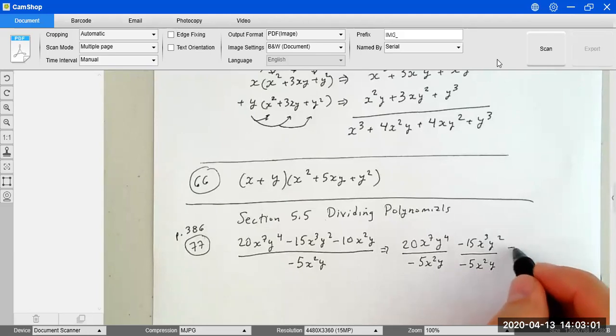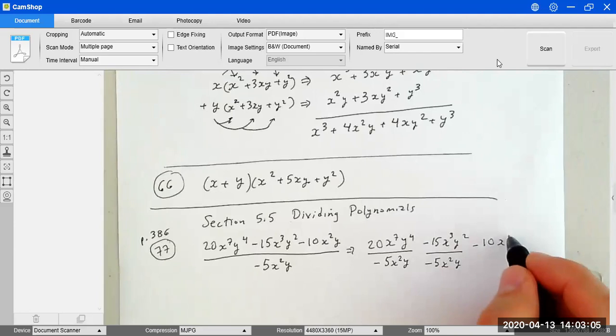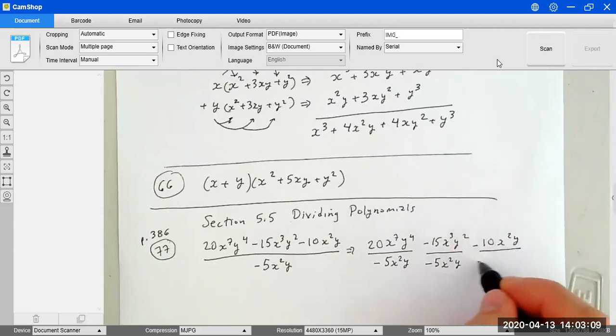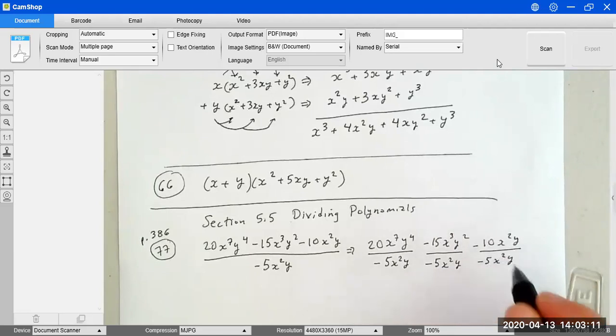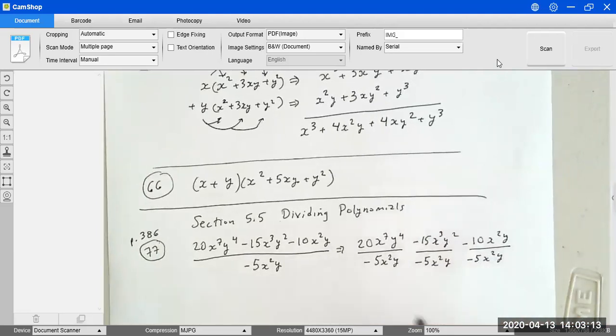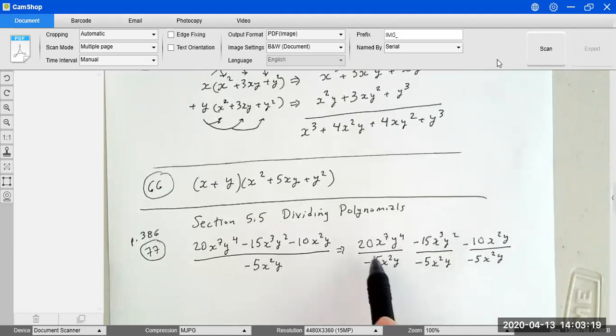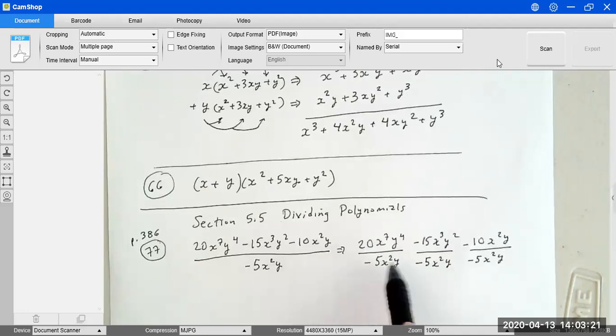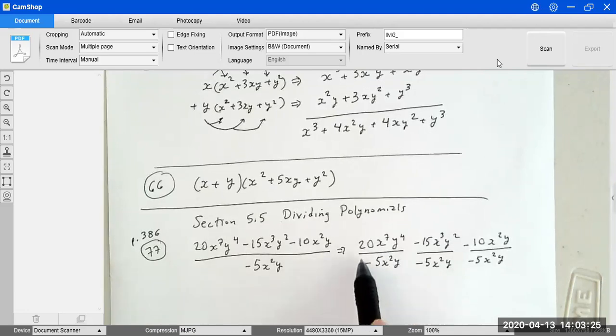and finally minus 10x squared y over negative 5x squared y. So then you can apply the rules for dividing monomials by monomials, which are just dividing coefficients and then dividing variables by subtracting exponents. So in the first case, I have 20 divided by 5.